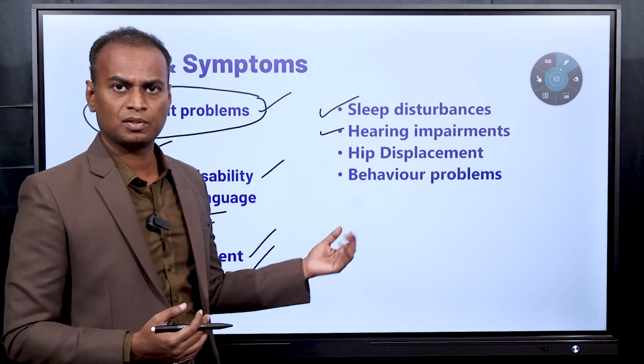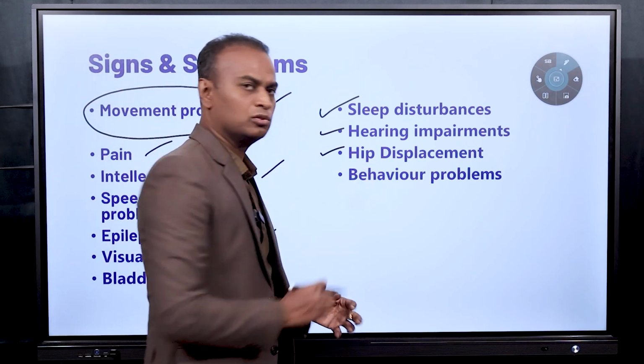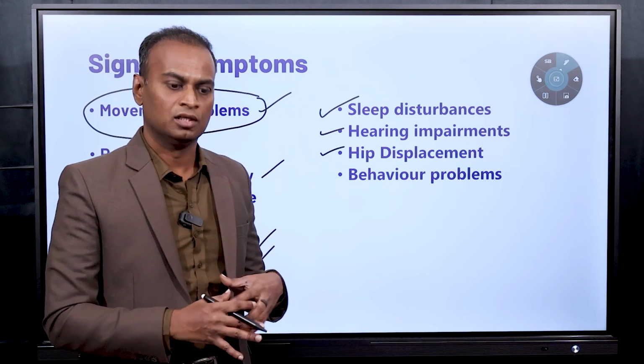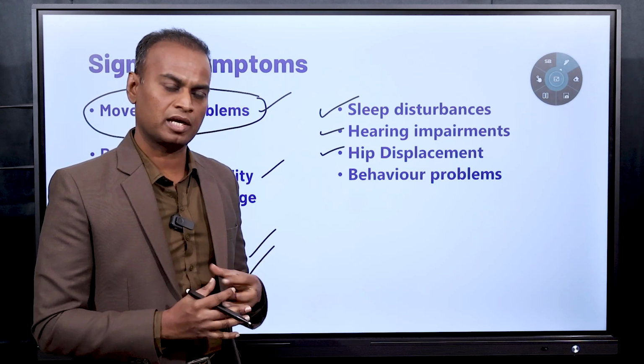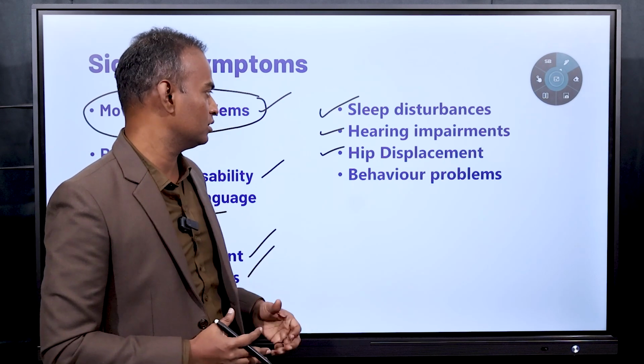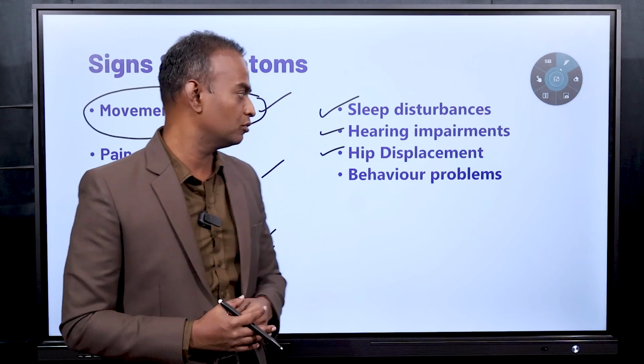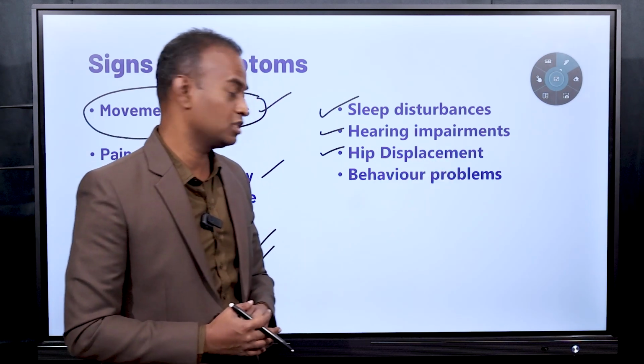The next common symptom we found is hip displacement. So the muscles around the hip are problematic. They are very rigid, they are tight. Because of this, there can be involuntary movements. All because of this, they can damage the hip movement, and we can see it as hip displacement.